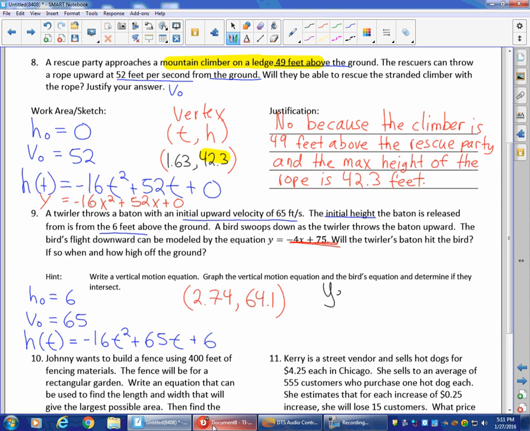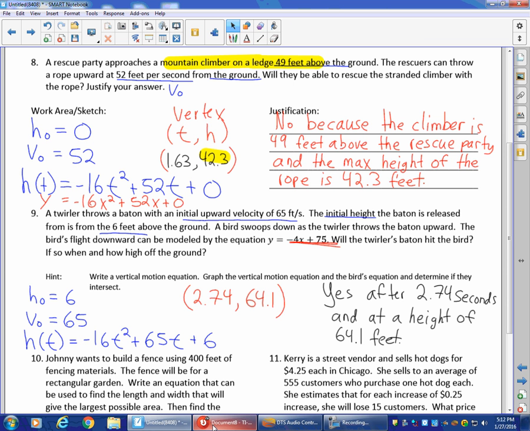So we can say yes, after 2.74 seconds, at a height of 64.1 feet. Keep in mind, on a free response like this, you want to use your units. 2.74 what? Hours, minutes, years? 64.1 miles, meters, yards. Use your units.